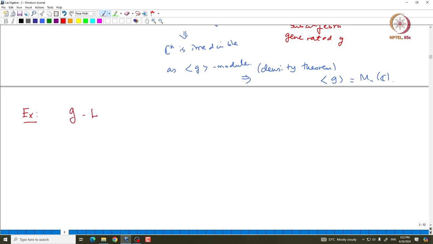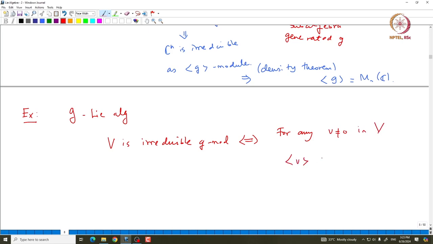Okay, so now we will give one simple characterization for modules being irreducible. Let us say G is a Lie algebra and V is an irreducible G module. Then, if and only if, one can prove, for any non-zero vector v in V, the submodule generated by v has to be the entire V, and this should be true for all non-zero vectors v in V. So in that case V becomes irreducible, and conversely this happens.